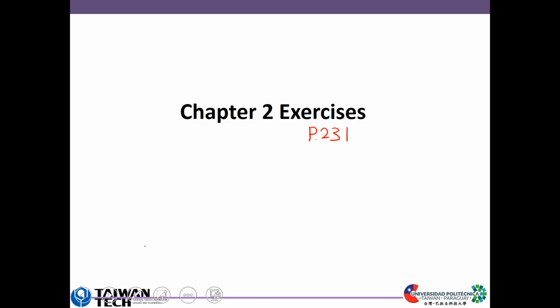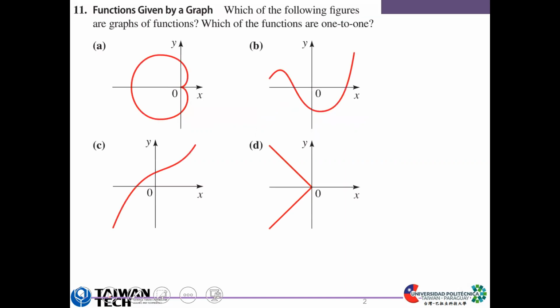And the first problem we're looking at is problem 11, function given by a graph. Which of the following graphs are graphs of a function? Which of the functions are one-to-one? Well, let's have a quick review.